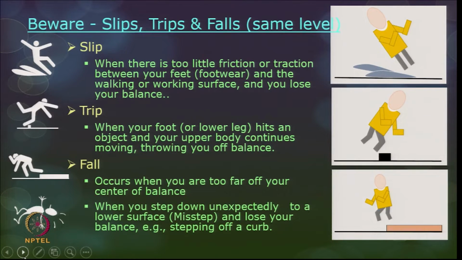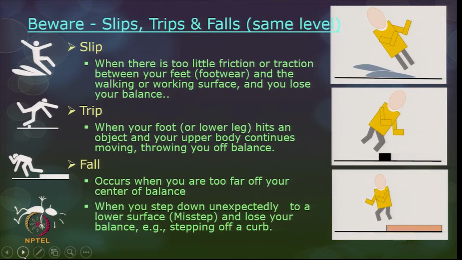Now let us talk more about falls. If you look at falls, there is fall on the same level or on the same floor, on the walking or working surface, that is how it is generally referred. That fall is generally associated with 2 other terms, slips, trips and falls. So, let us try to understand what slips, trips and falls are.